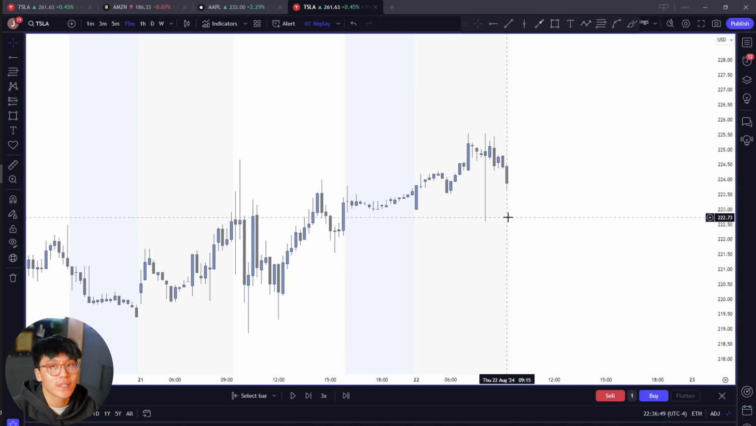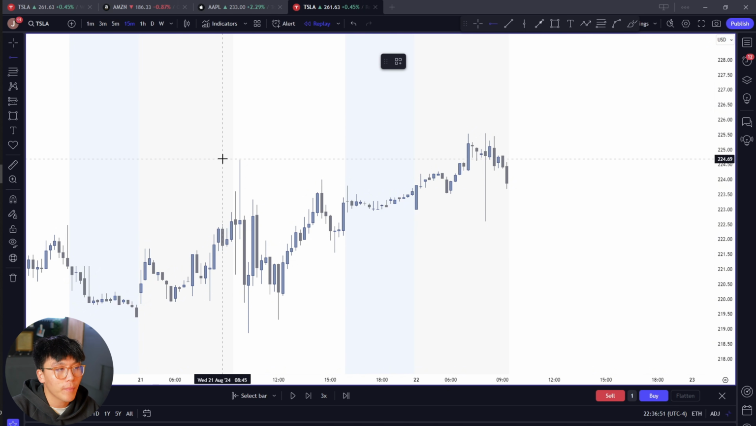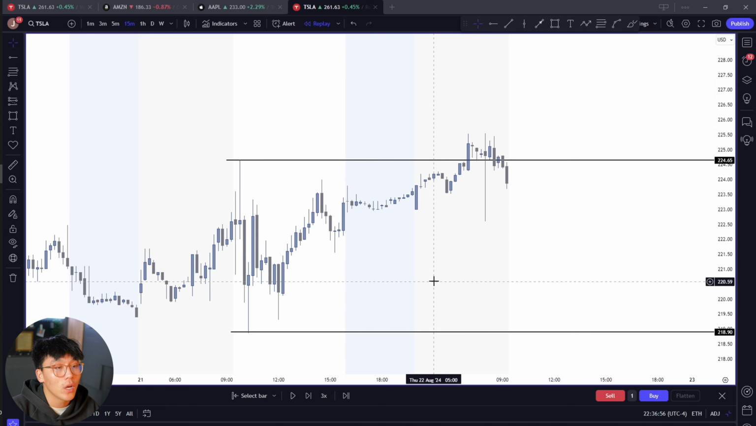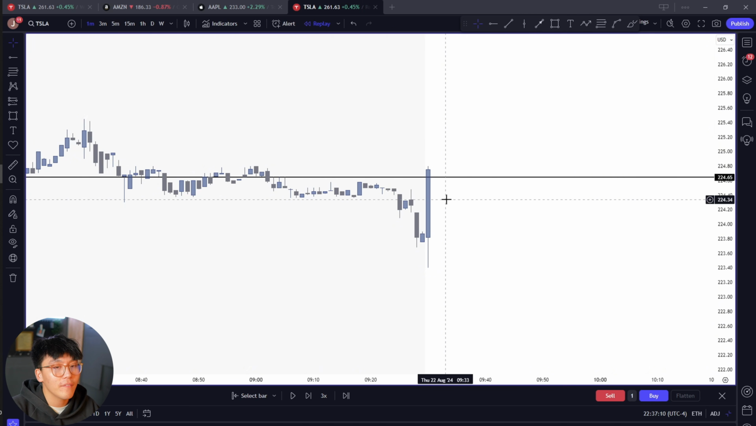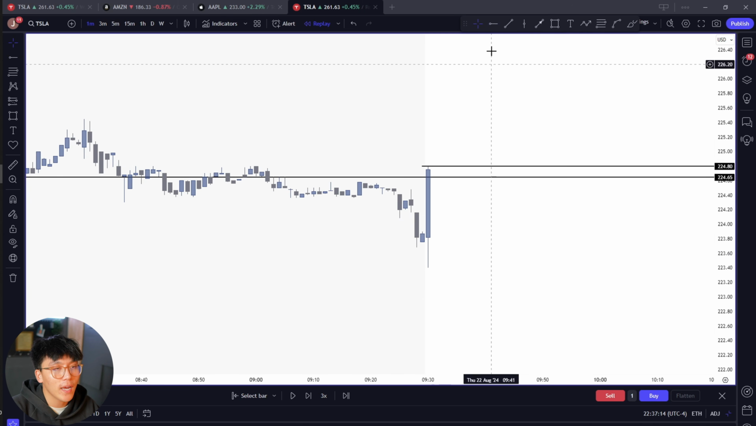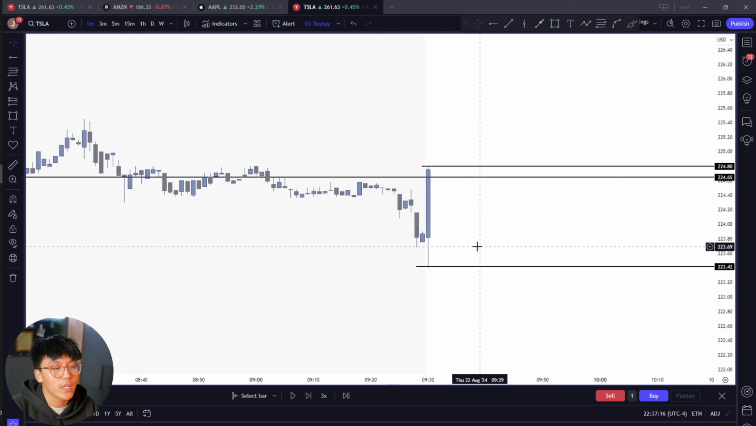So now you can see we're on the second day here, and as always, we're going to mark out your previous day's high, and we're going to mark out your previous day's low. Now after this, we can go into the next step, which is mark out the first candle of market open. You can see right here, what we have is the first candle played out, and what we're going to mark out is your opening range high, and we're going to mark out your opening range low candle.